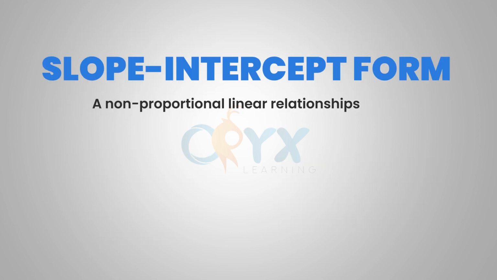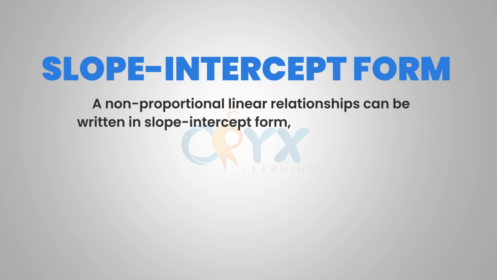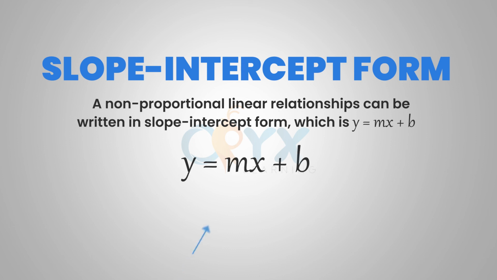So in review, non-proportional linear relationships can be written in slope-intercept form, which is y equals mx plus b. The m represents our slope, and the b represents the y-intercept.